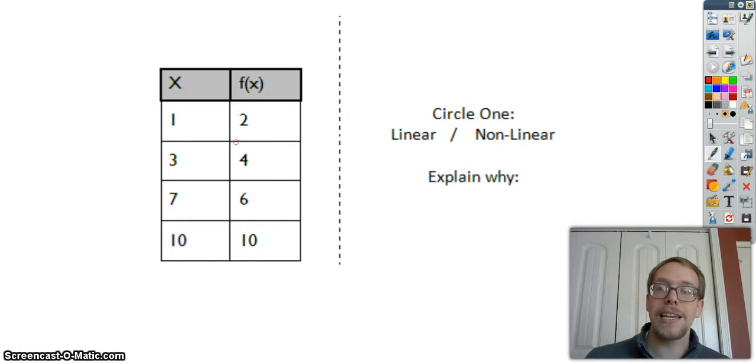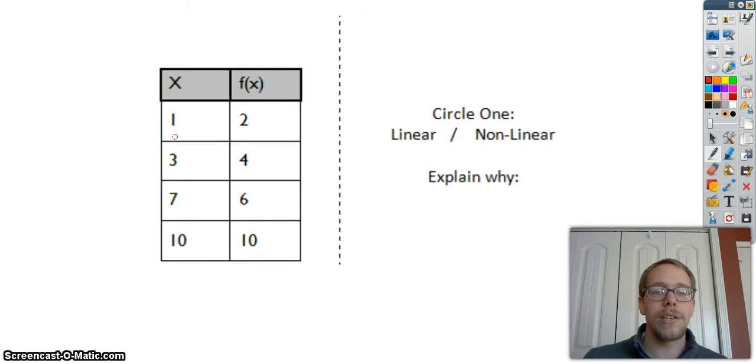Here I've just given you a table, and I've asked you to circle linear or nonlinear and explain why. Well, let's look at your input values. Is there a constant rate of change in your input values? Am I increasing these values? Notice they're increasing at a constant rate.